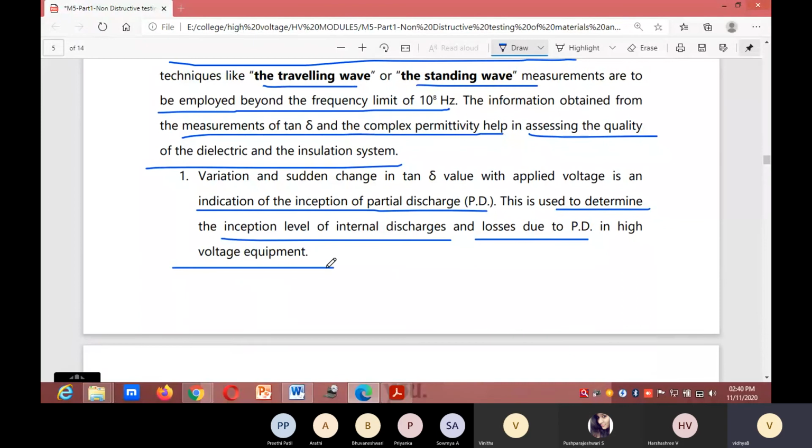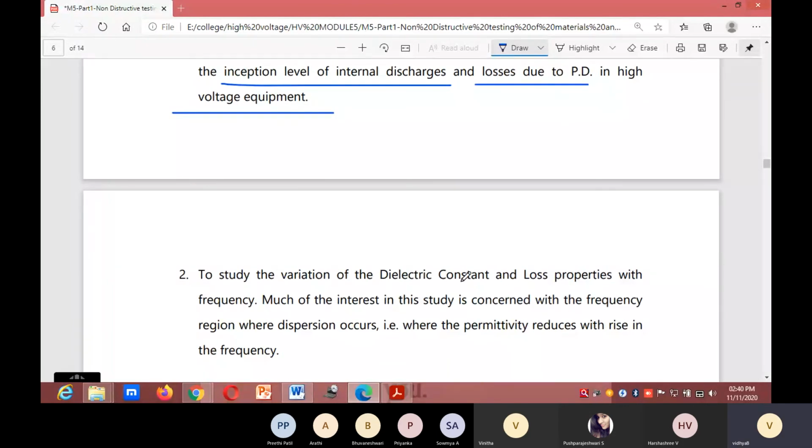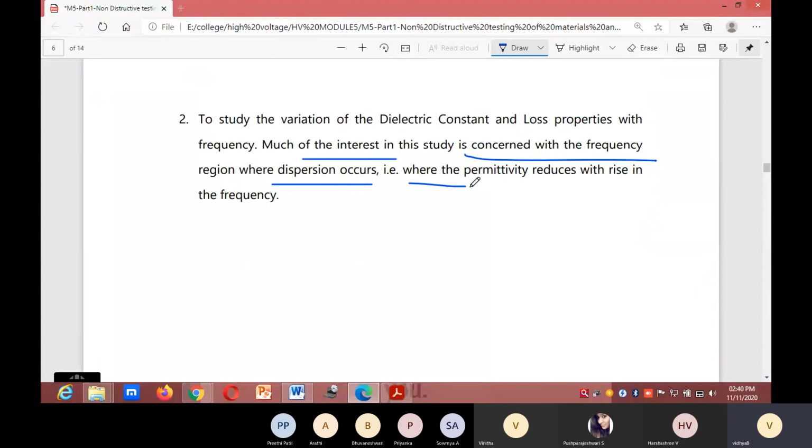To study the variation of the dielectric constant and loss properties with frequency, much of the interest in the study is concerned with the frequency region where dispersion occurs, where the permittivity reduces with rise in frequency.